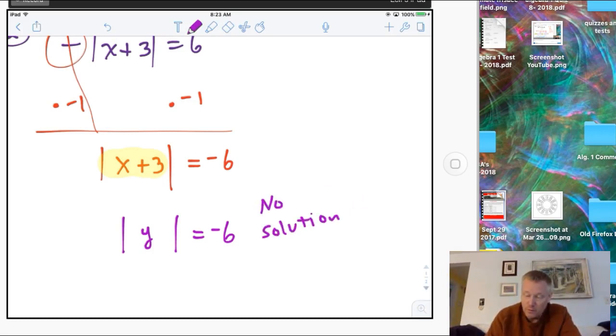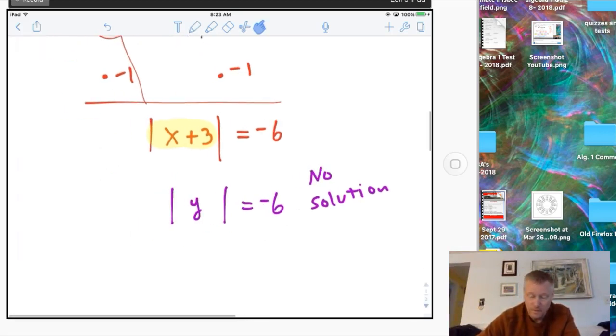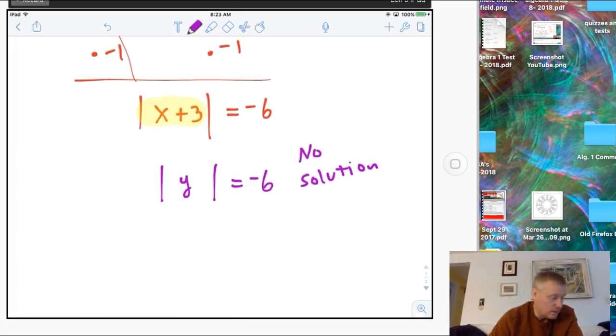If you wanted to take that a little more in depth and talk about how the definition of an absolute value is the distance between the number and zero on a number line, and the distance is -6, there's no such thing as negative distance, on a number line anyway. So that's the answer, no solution.